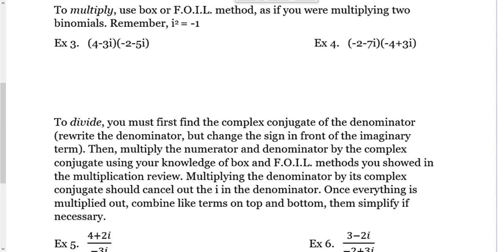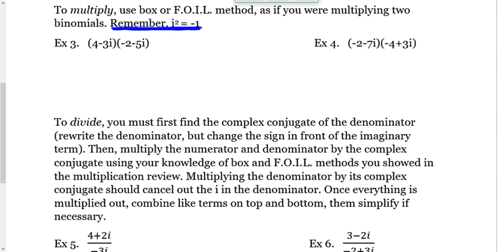I think the big part where a lot of people forget is that you can't have i squared. If you have i squared, you have to change it to negative 1. So I'm just going to go ahead and do number 3 with box method. You're welcome to do both with box method. Again, I'm going to do one in box, one in FOIL, but whatever you know works for you, do that in your notes.